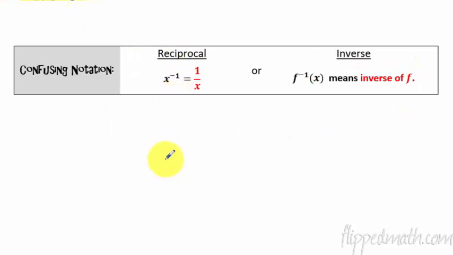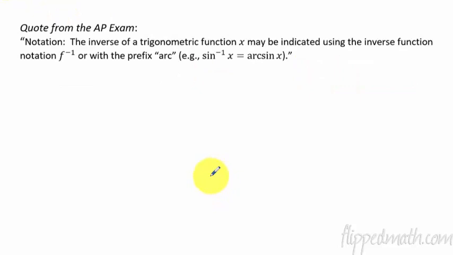Now, here's some confusing notation that kids get mixed up quite a bit. When we're used to seeing this -1 as an exponent, that just means it's 1 over x. You flip it, you make it reciprocal. But if you're talking about a function and you put a -1 with the function notation, it means it is the inverse. So this -1 and this -1 do not mean the same thing. You have to understand the context of the problem to know when it's talking about a reciprocal versus when it's talking about the inverse.